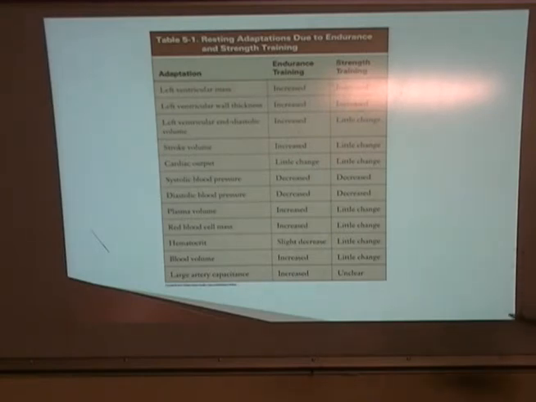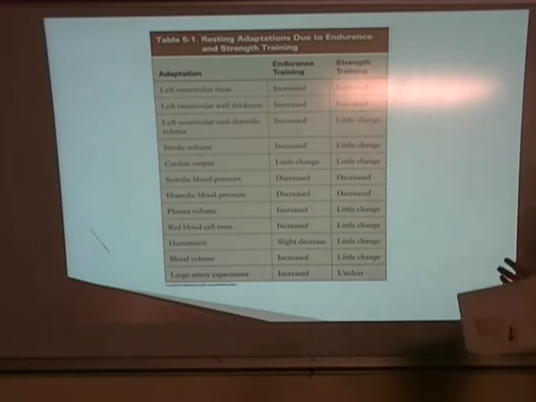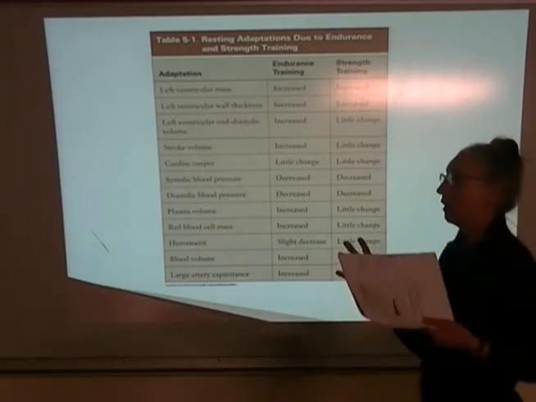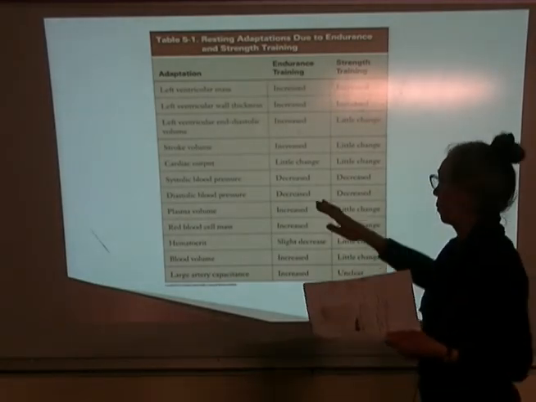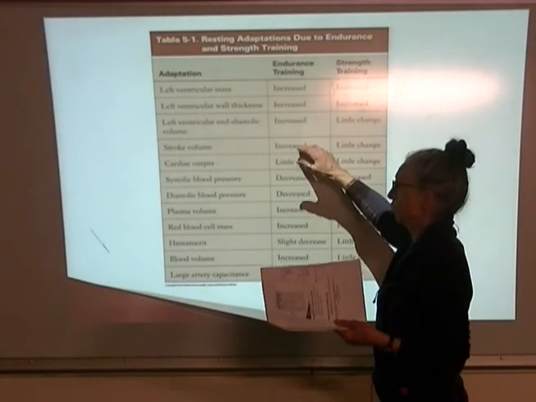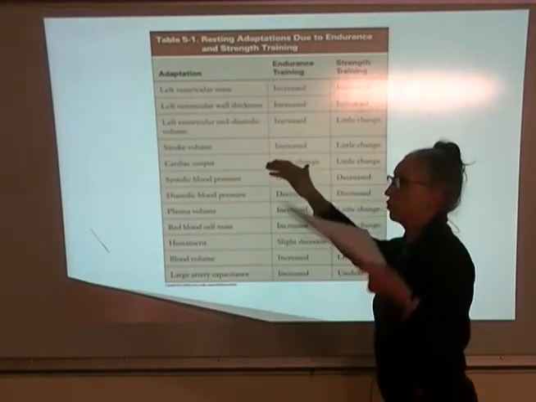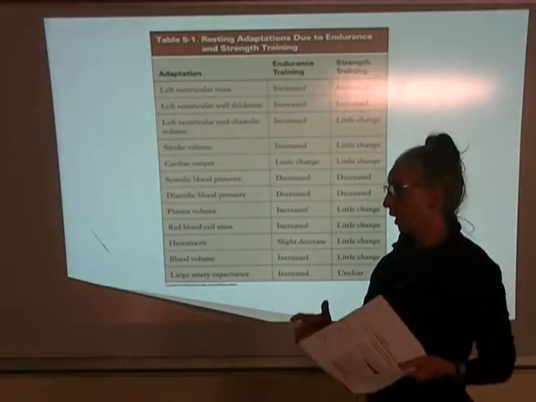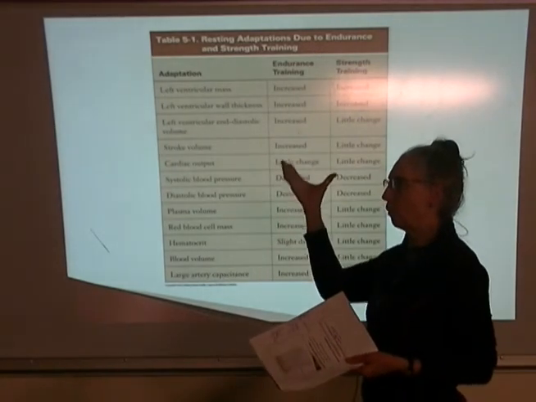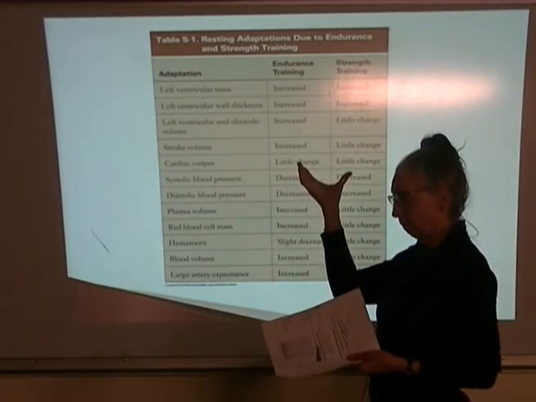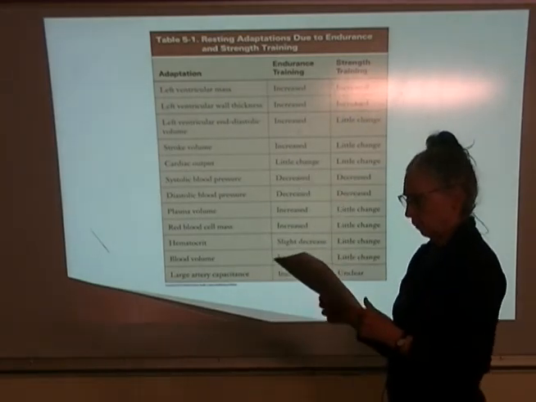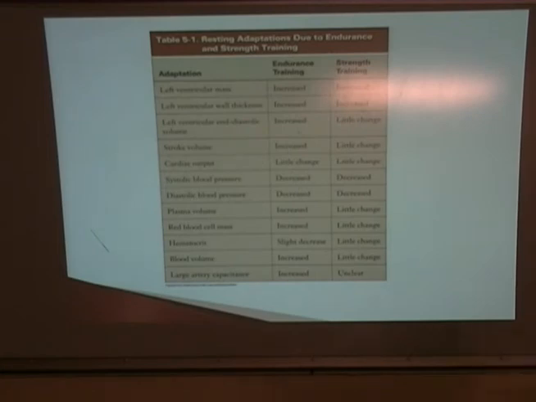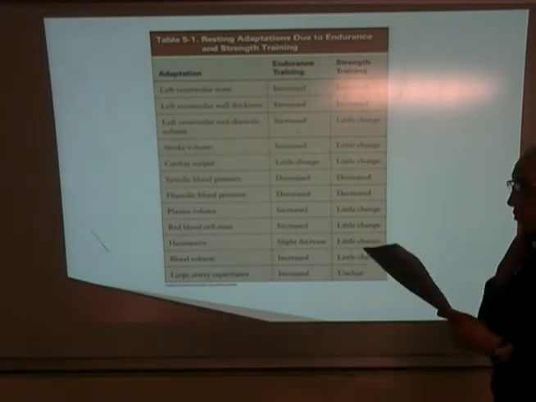Remember that we don't have to change resting Q. So my cardiac output at rest does not have to change. So when we see an increase in stroke volume, that's going to lead to a decrease in heart rate because the cardiac output has to stay the same. Questions?